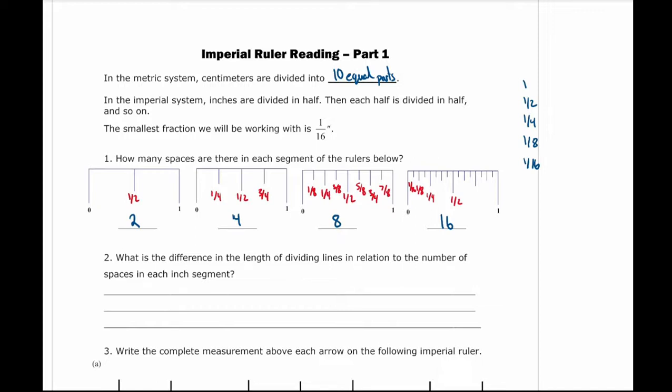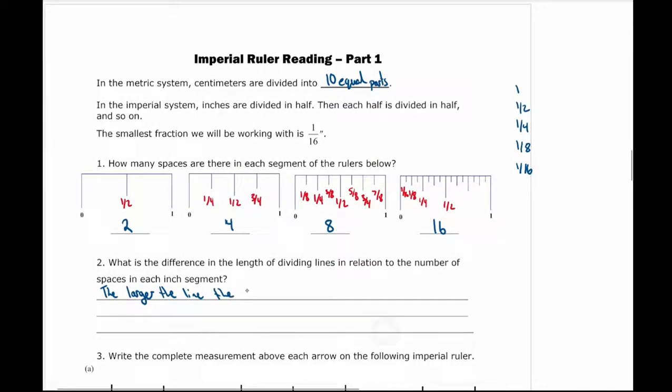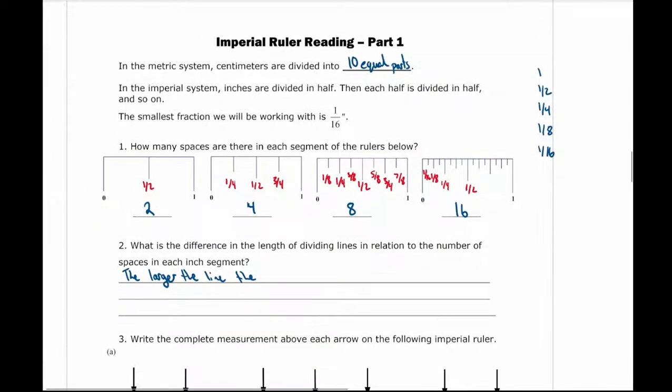So if we look at half, right, the line that represents a half is the largest dividing line, which corresponds to the least number of spaces. So the larger the line, the fewer spaces. That's probably the best kind of description between the length of the dividing lines and the number of spaces between each inch segment.